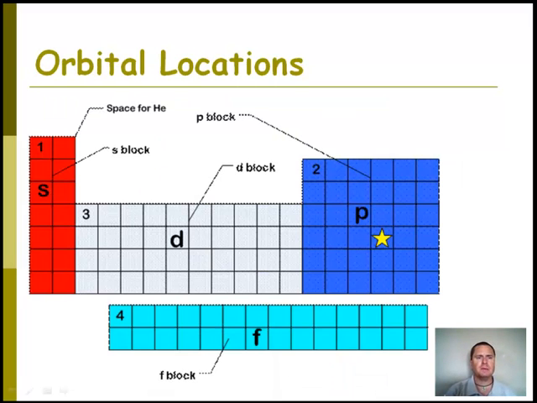If we look on the periodic table, if you're in column 1 or 2, you're going to be in an S orbital. If you're over here, you're going to be in the P orbital. In the middle here, you're going to be in a D orbital. And then finally, down at the bottom, you're going to be in an F orbital. And this is going to be really important as we start writing the electron configuration, to know: are you an S, P, D, or F?